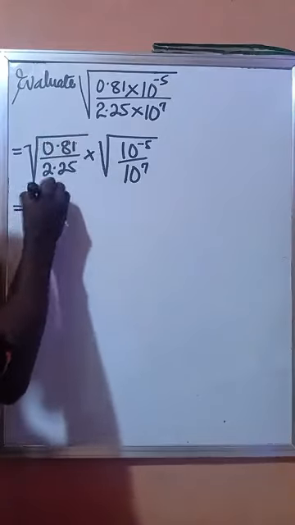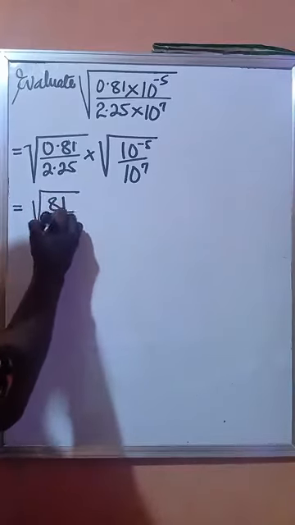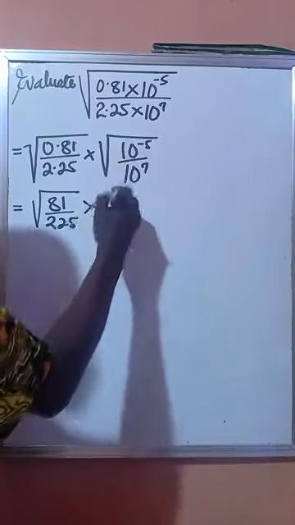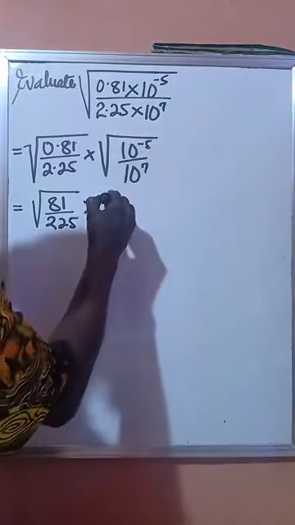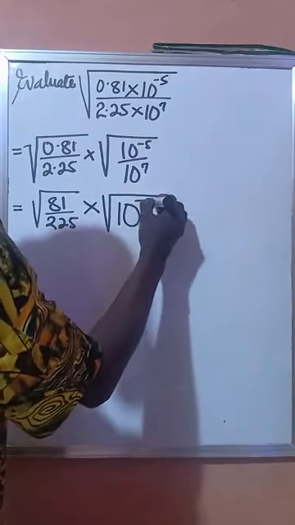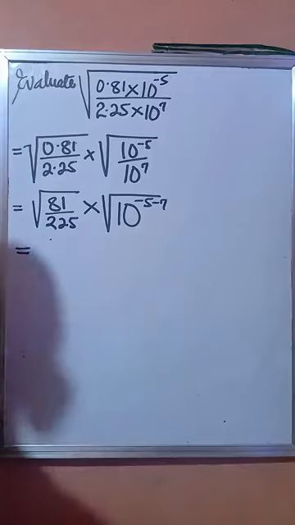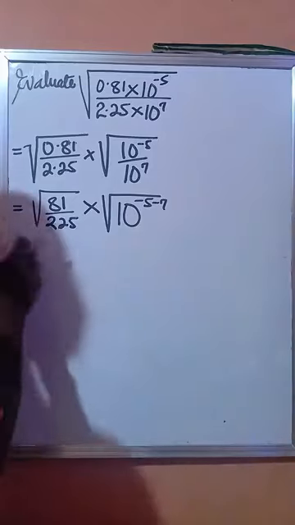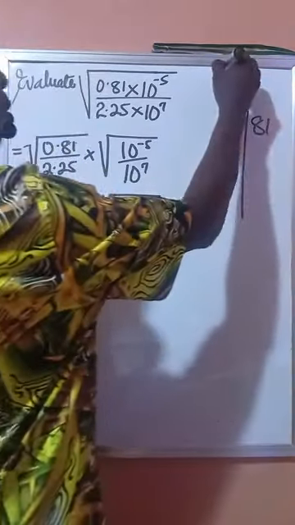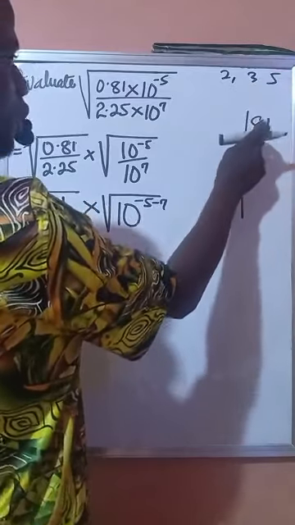100, 1, 2, which gives us square root of 81 divided by square root of 225 times square root of this. Now, simplifying, we have square root of 10 raised to the power minus 5 minus 7. In doing this, the square root of 81 is 9. But just in case we are not sure of the square root, we can come back like this. Think of 2, 3, and 5. 2 cannot go because 81 is not an even number. 1 plus 8 is 9.